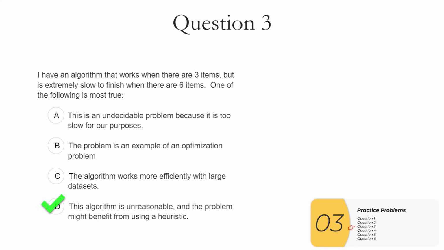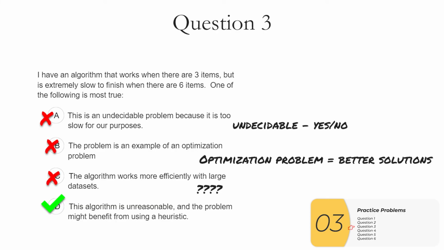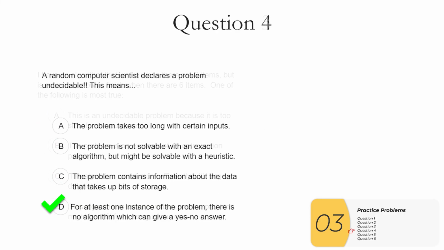The other options have to do with undecidable problems, optimization problems, and then some mumbo jumbo that's just meant to confuse you. So the answer here is D. Question 4. These next 4 questions have to do with undecidable problems.